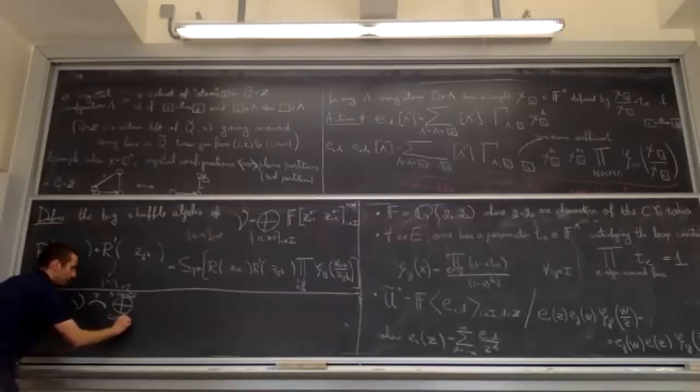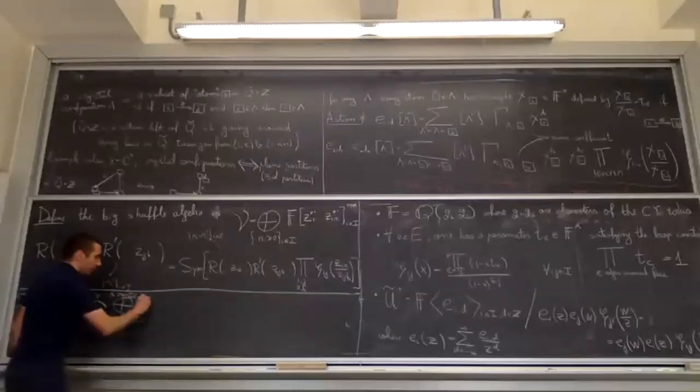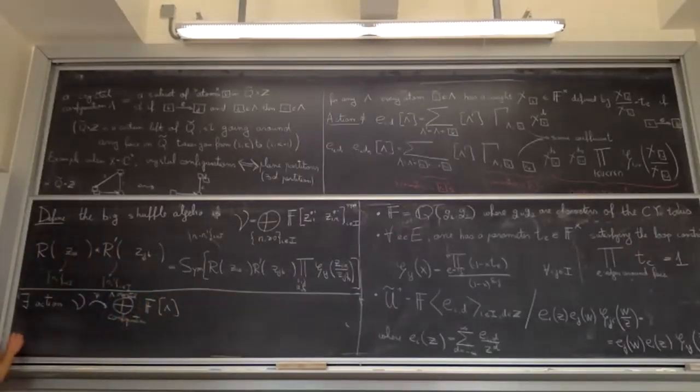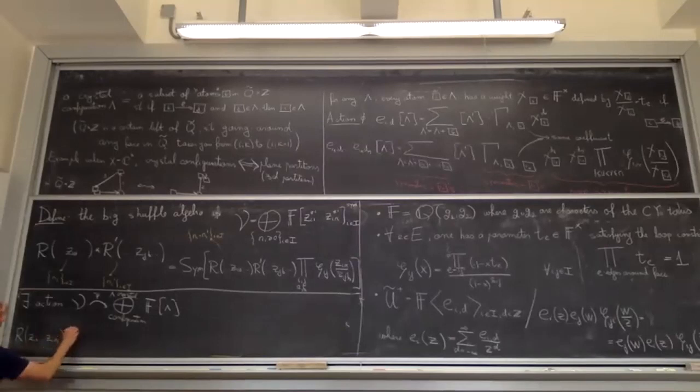So this thing acts on moduli space, the vector space of crystal configurations. And the formula by which it acts is the following. If I take a polynomial, which is an element of V, elements of V, remember, are polynomials in a number of variables, I have to tell you how it acts on a crystal configuration.